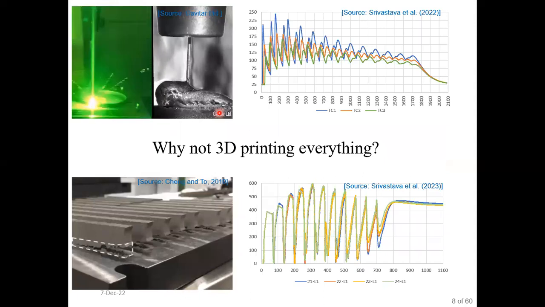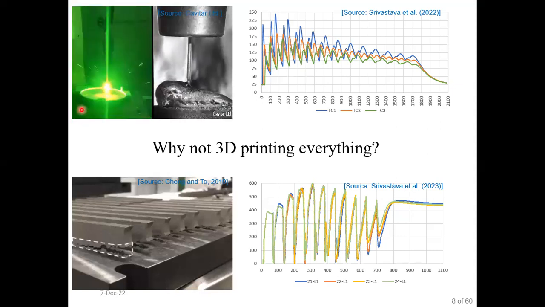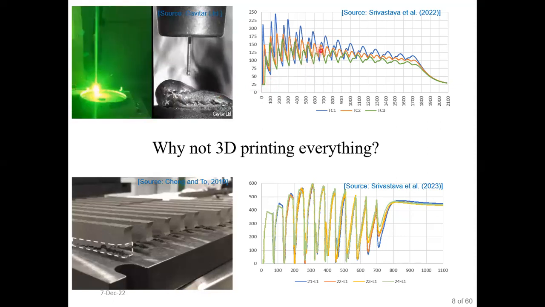Now, we must know that if we want to produce any component, is it possible to manufacture it with the help of any metal additive manufacturing process, or for that matter, any additive manufacturing process? So we must refer to this video in which we can see that a cylindrical structure is being formed. And we can see that a continuous heat accumulation is being formed, and this heat accumulation is producing this dramatic rise and fall of temperature during the deposition in the component.